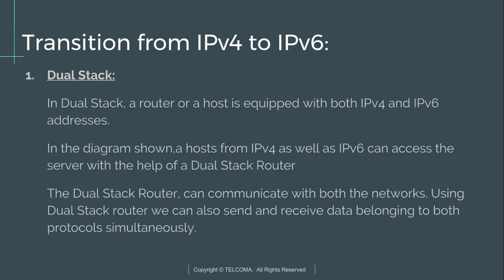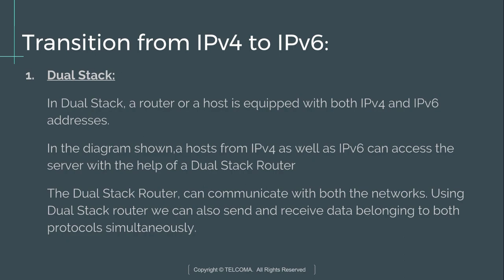In dual stack transition, a router or a host is equipped with both IPv4 and IPv6 addresses. It means the router equipped in the network knows about the IPv4 address and also about the IPv6 addresses. In the next slide, the example shown is where the host from IPv4 as well as IPv6 can access the server with the help of a dual stack router. So the dual stack router can communicate with both networks.